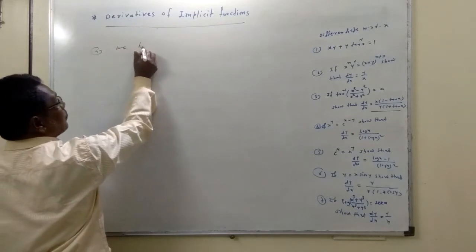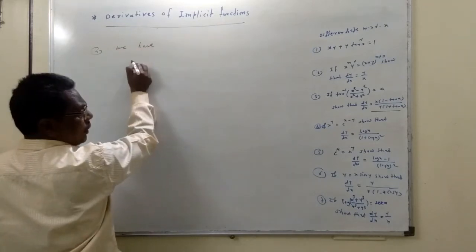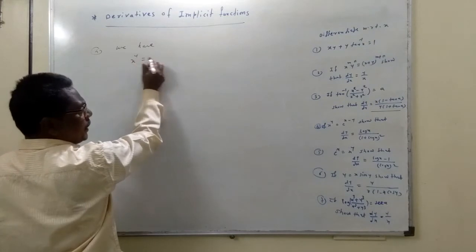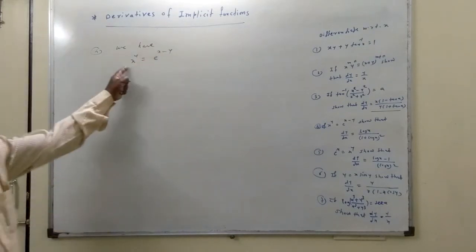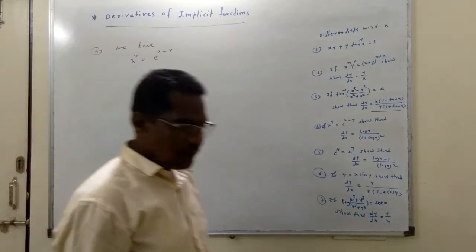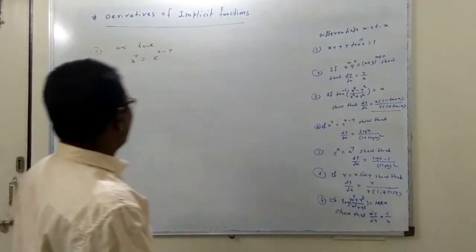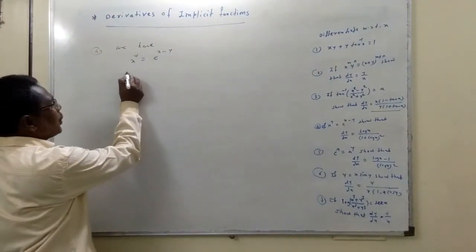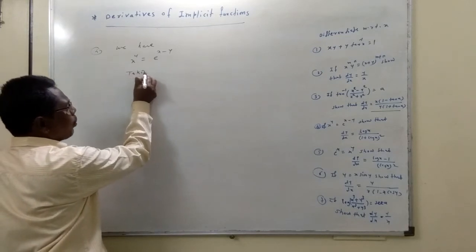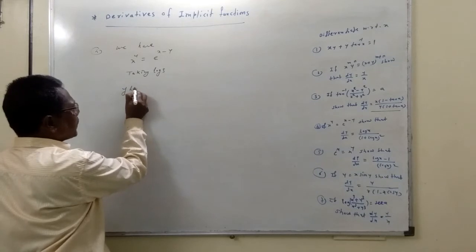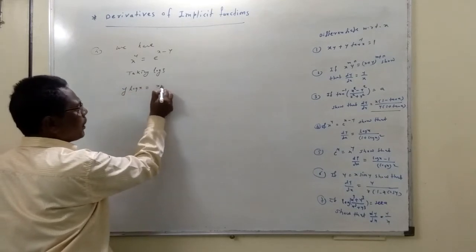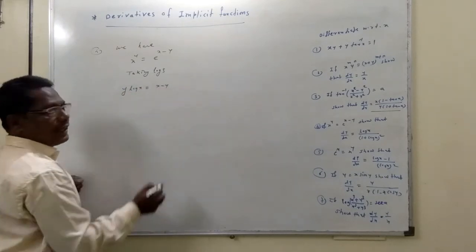We have x raised to y is equal to e raised to x minus y. Now here, function raised to function, so we'll take the log. We have studied this in logarithmic differentiation, so taking logs, y log x equal to x minus y log e.